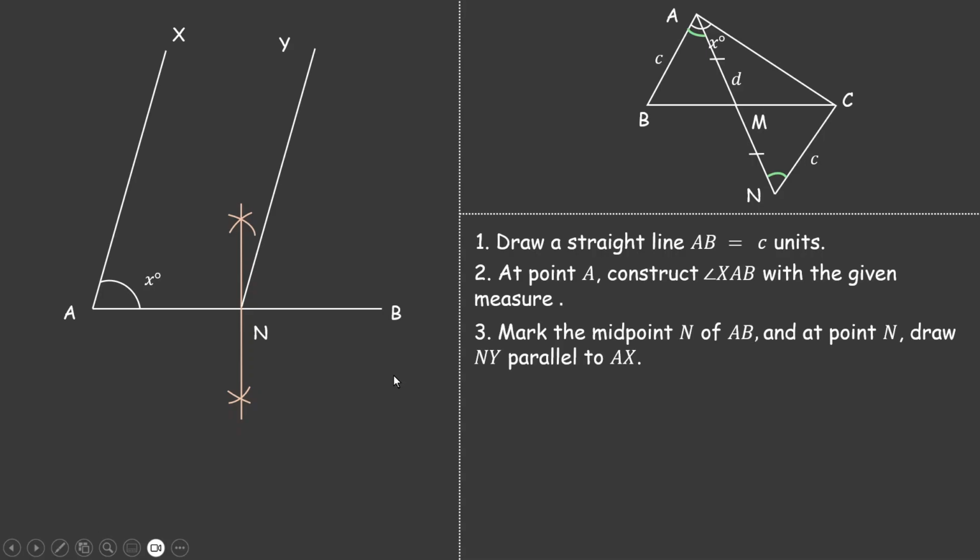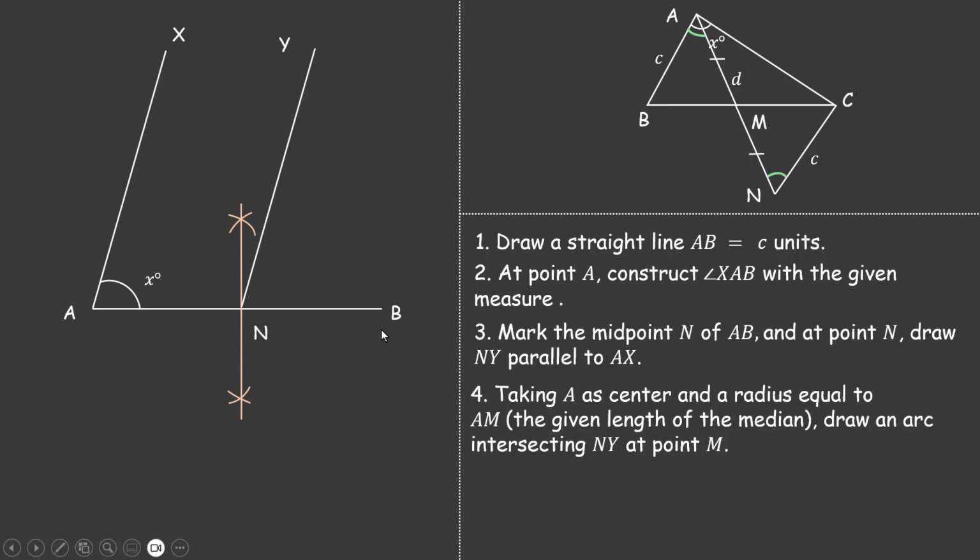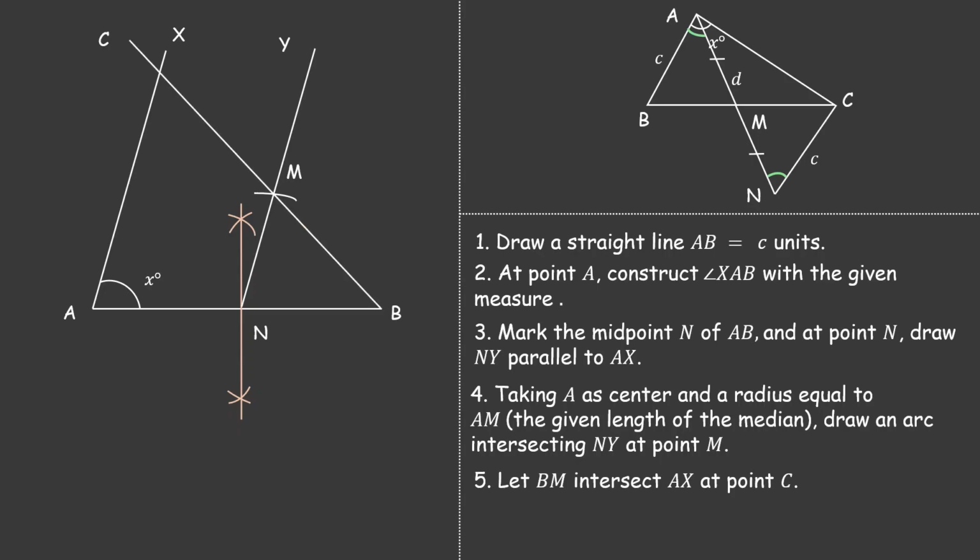We are actually going to use one interesting theorem of triangles to construct this. Now, taking A as center and a radius equal to AM, which is the length of the median, we'll draw an arc intersecting NY at point M. Let BM now intersect AX at C. So here this is the triangle required.